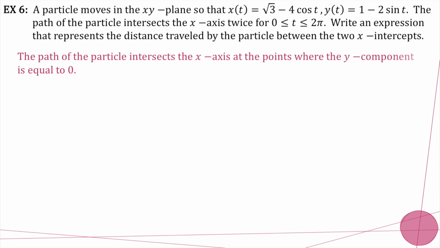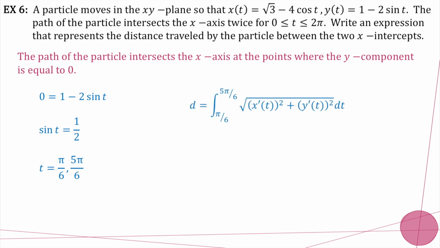Well, what we know is the path of the particle is going to intersect the x-axis at the points where the y component is equal to 0. So we'll set our y component equal to 0 and solve. So sine t equals 1/2, which gives us 2 zeros of pi over 6 and 5 pi over 6.